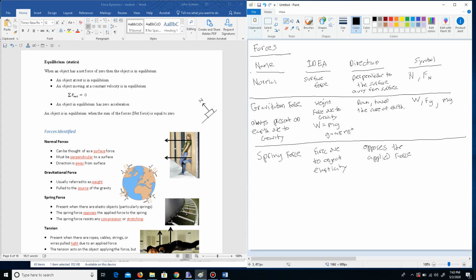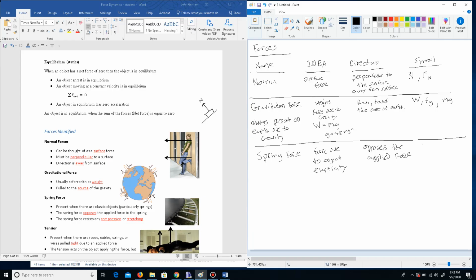Right, so if you have a spring, you put a force on the spring and it's creating a force to pull that spring back to its original shape. So if you pull on a spring, the spring wants to pull back to its original shape. If you push in on the spring and compress the spring, it wants to push out to its original shape. So it can be inwards or outwards. And so it resists any compression or stretching.